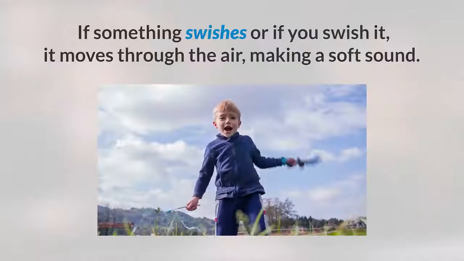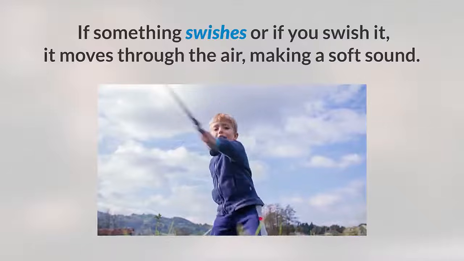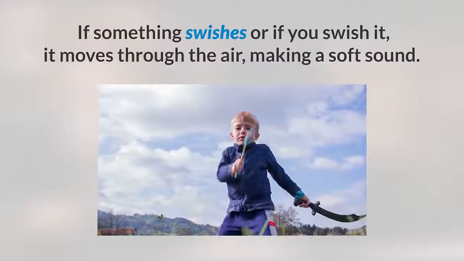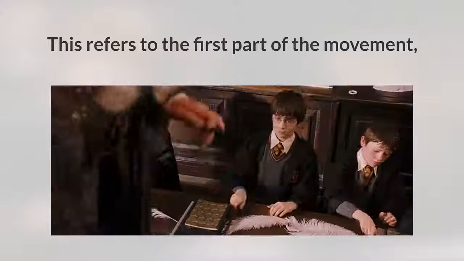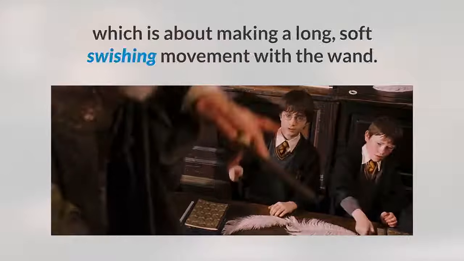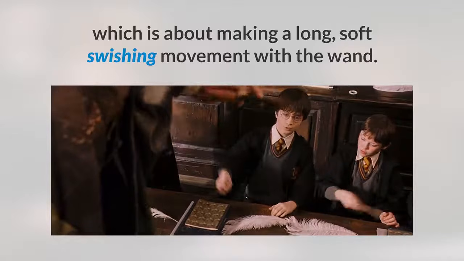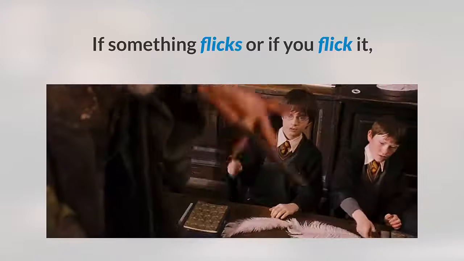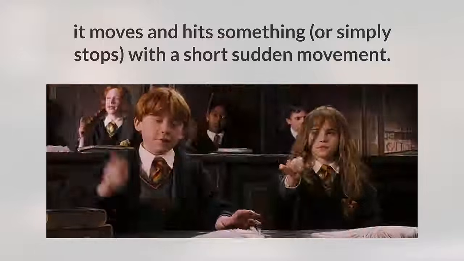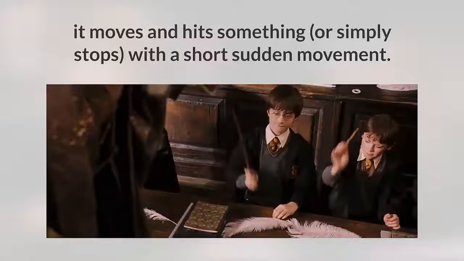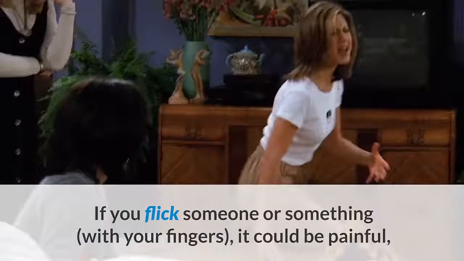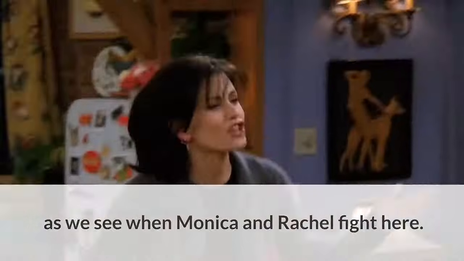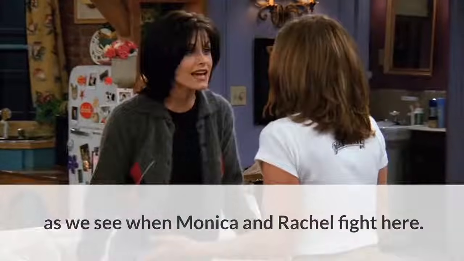If something swishes or you swish it, it moves through the air, making a soft sound. This refers to the first part of the movement, which is about making a long, soft swishing movement with the wand. The second part is about flicking the wand. If something flicks or you flick it, it moves and hits something or simply stops with a short, sudden movement. If you flick someone or something, it could be painful, as we see when Monica and Rachel fight here.